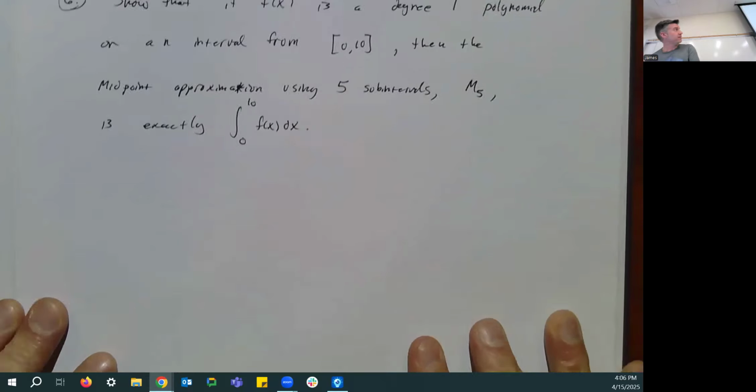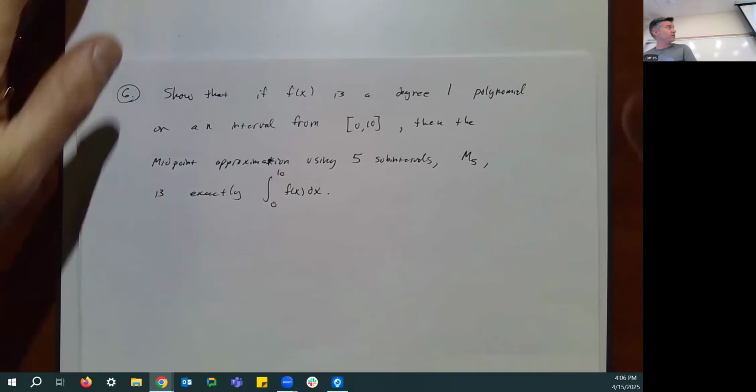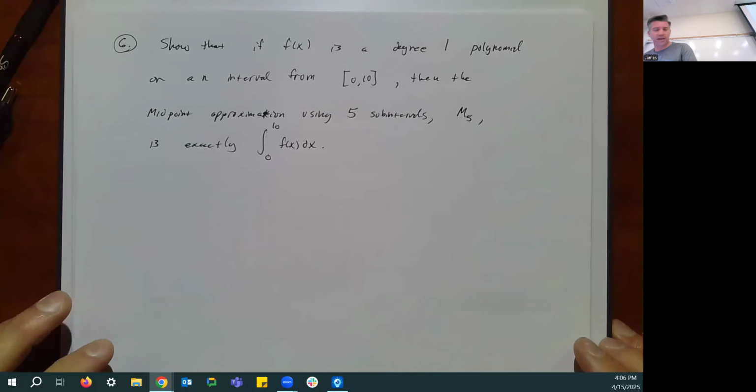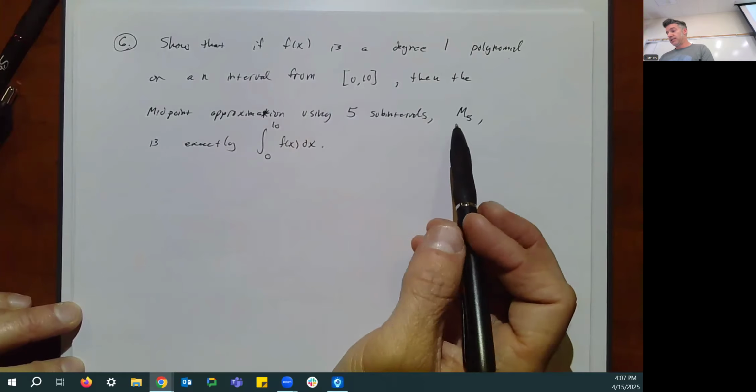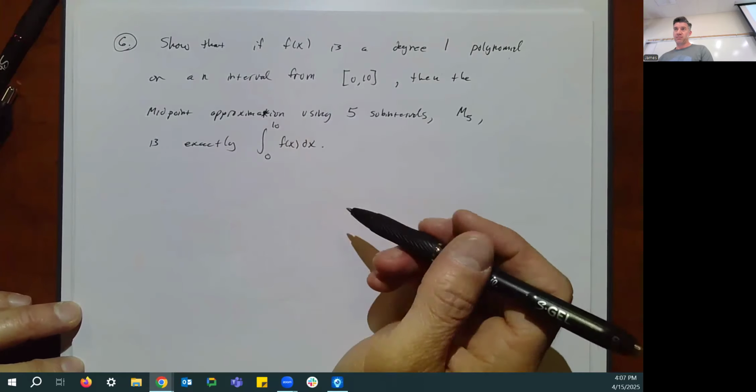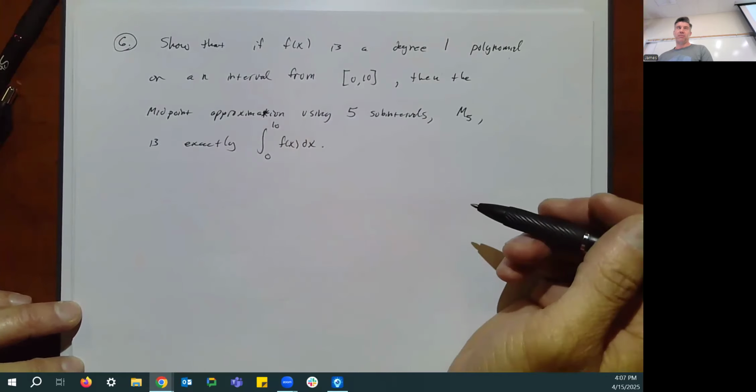Oh, sorry, yeah. Sorry, I forgot I zoomed in so much. Apologies. You should let me know right away. You can say, hey, James, we can't see. So again, show that if f of x is a degree 1 polynomial on really any interval, but specifically from 0 to 10, then the midpoint approximation using 5 subintervals is exactly the integral from 0 to 10 of f of x, which I'm pretty sure is true.